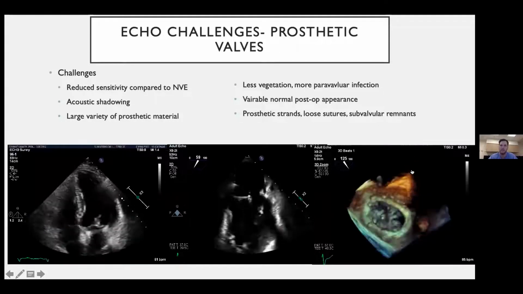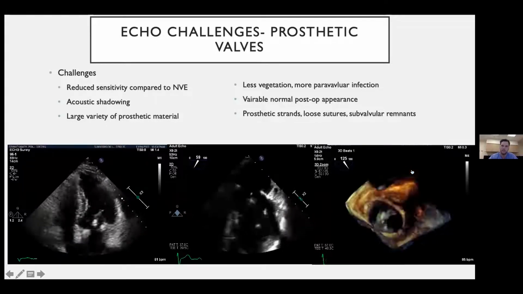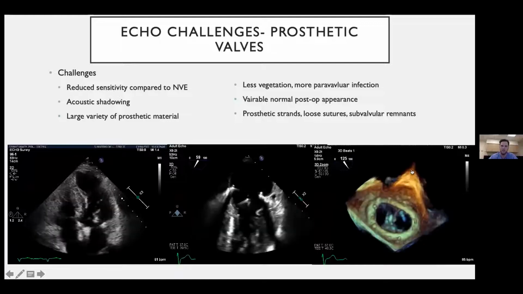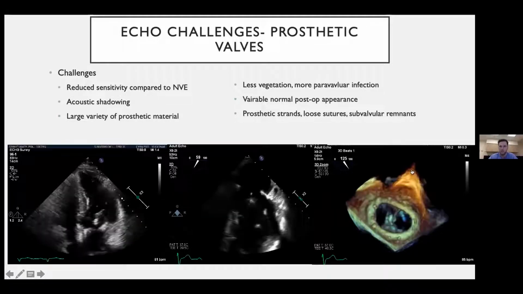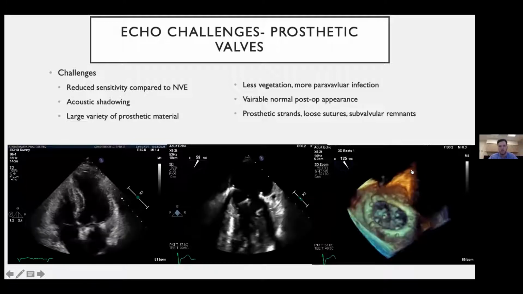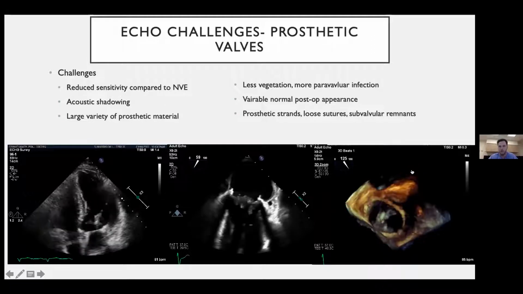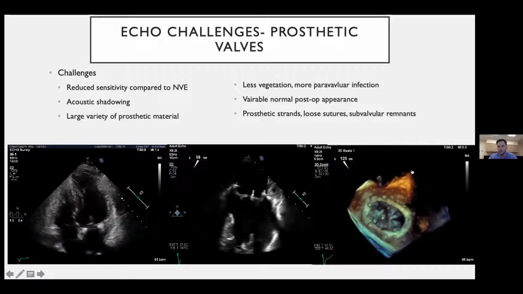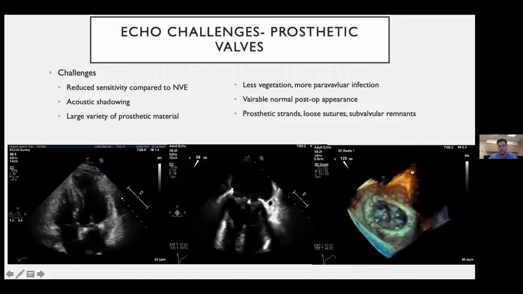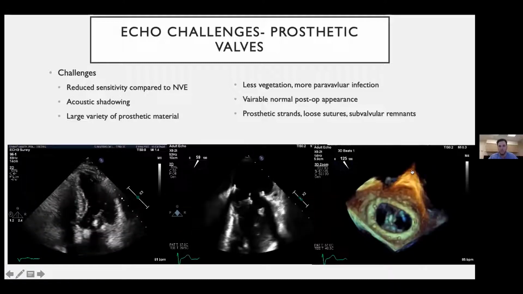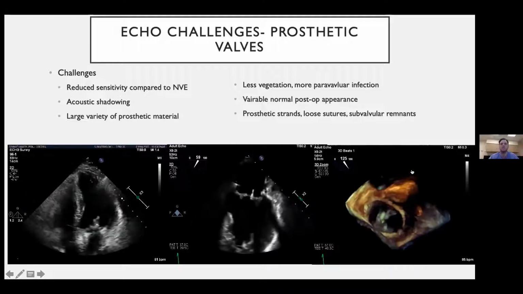Prosthetic valves can be associated with independently mobile echo densities that aren't necessarily vegetation. So things like loose sutures, prosthetic strands, subvalvular remnants can all be seen. Another challenge with prosthetic valves is variable post-op anatomy. So there can be surgery-related edema, there can be hematoma. These things can be really tough to distinguish from abscess. And so in those cases, it's really important to compare imaging to previous studies available.